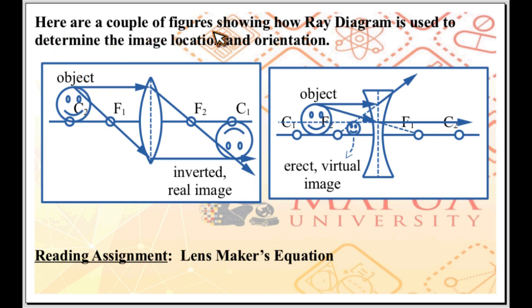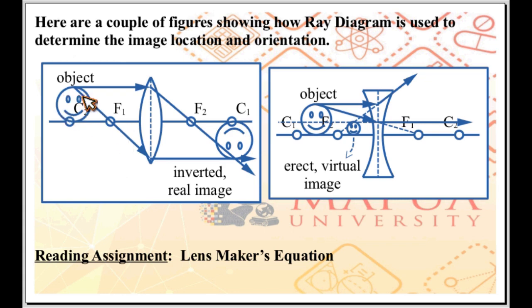And here are a couple of figures showing how ray diagrams are used to determine the image location and orientation for lenses. So here we have a convex lens and here we have a concave lens. First, let's have the convex lens. So you have a convex lens, or converging lens. You have the center line on which you have F2, C1, F1, and C2.